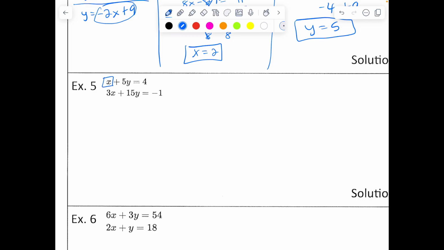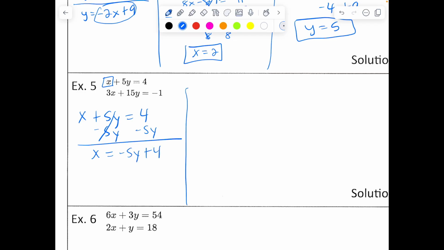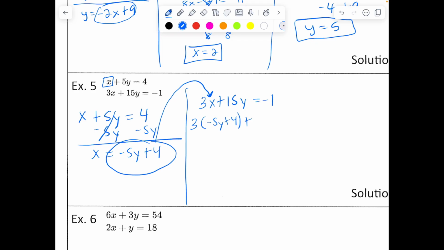All right, looking at number 5, I can see my single coefficient of x, but I need to isolate x. That means I need to get 5y to the other side. When I do that, I get x equals negative 5y plus 4. So I did step 1. Now I need to take this x value and plug it into my second equation. So this becomes 3 times negative 5y plus 4, plus 15y equals negative 1.